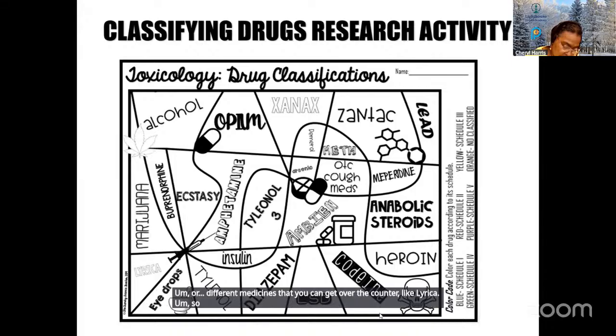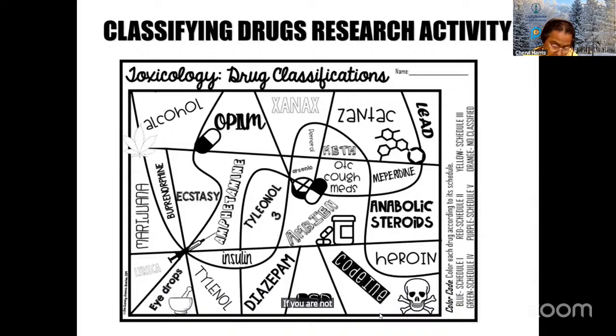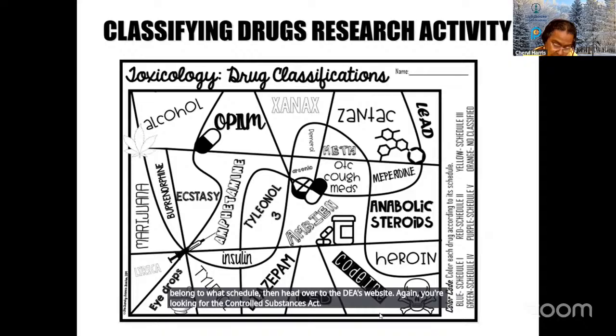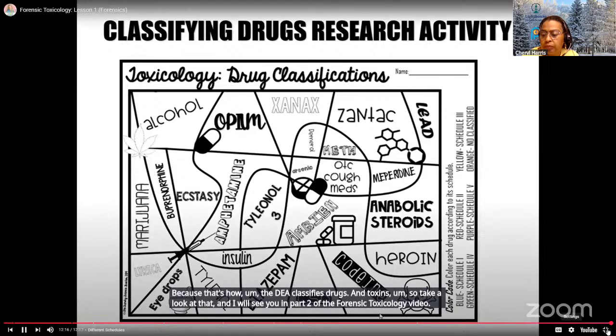So you can see on the screen, you have different drugs that you have to classify. If you are one of my students, you will be completing this worksheet. If you are not and you're interested in figuring out which of these drugs belong to what schedule, then head over to the DEA's website. Again, you're looking for the Controlled Substances Act, because that's how the DEA classifies drugs and toxins. So take a look at that, and I will see you in part 2 of the forensic toxicology video.